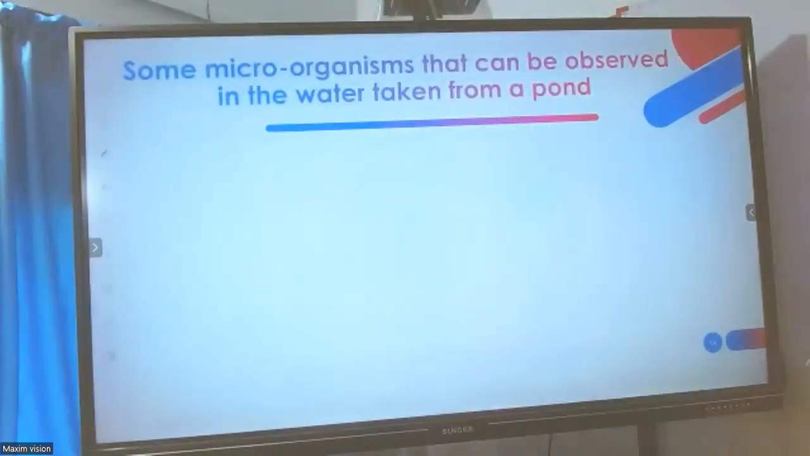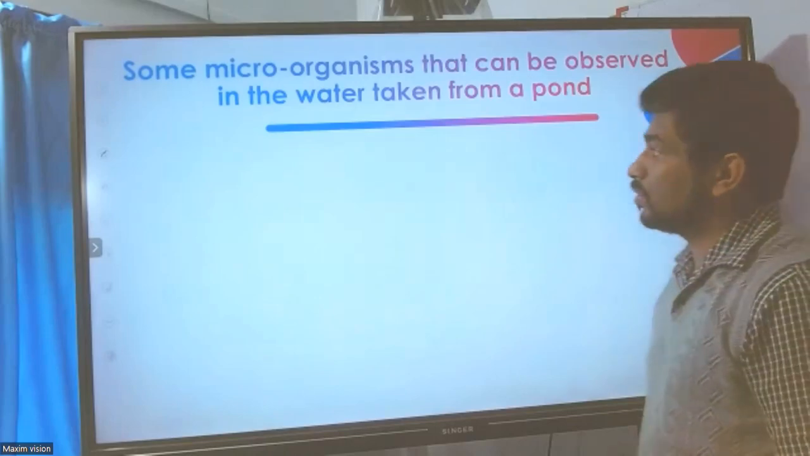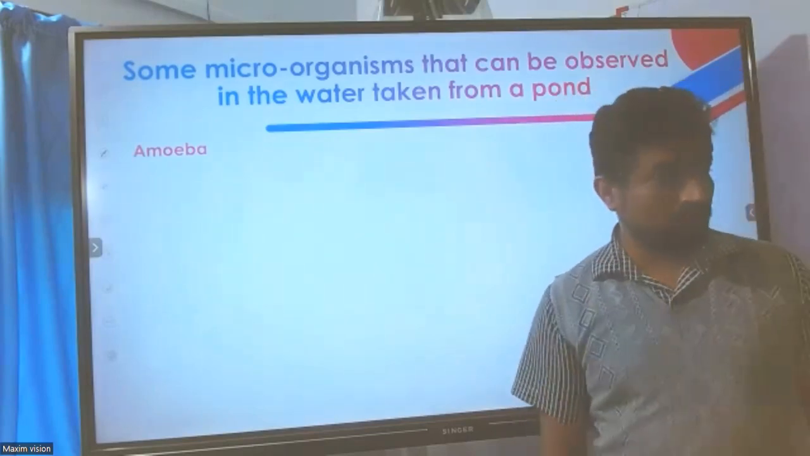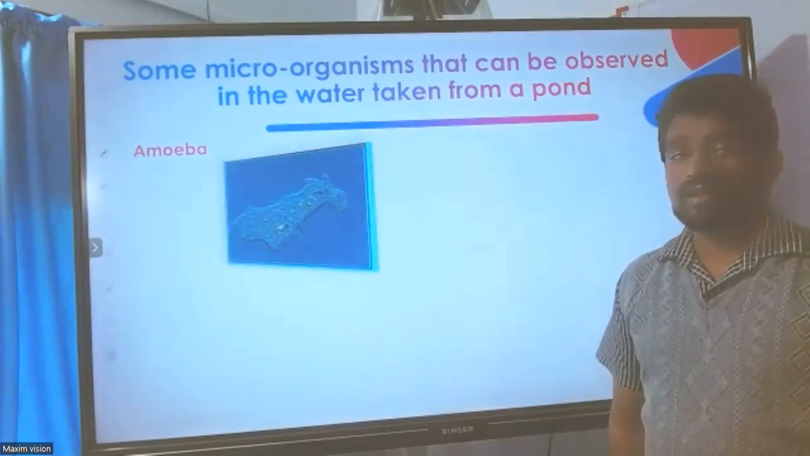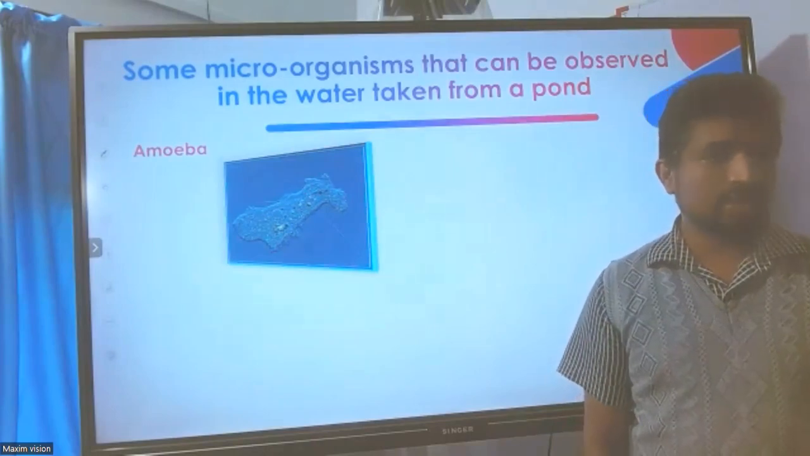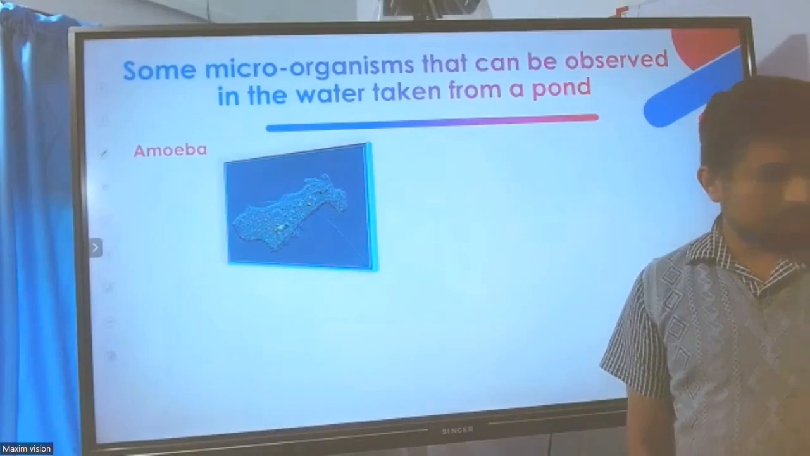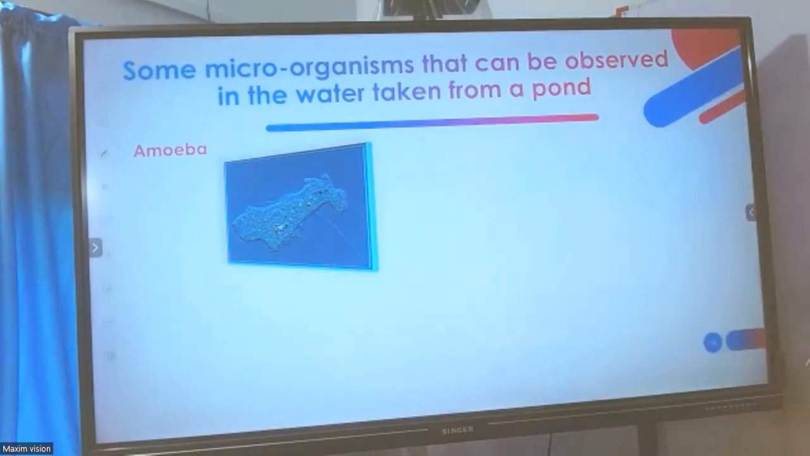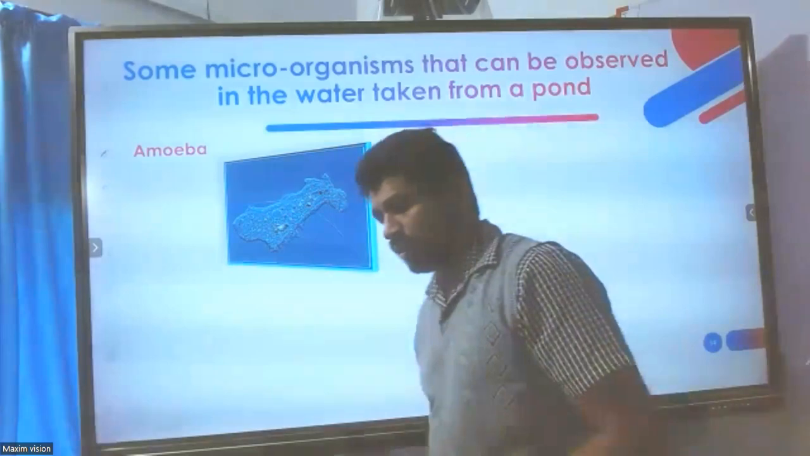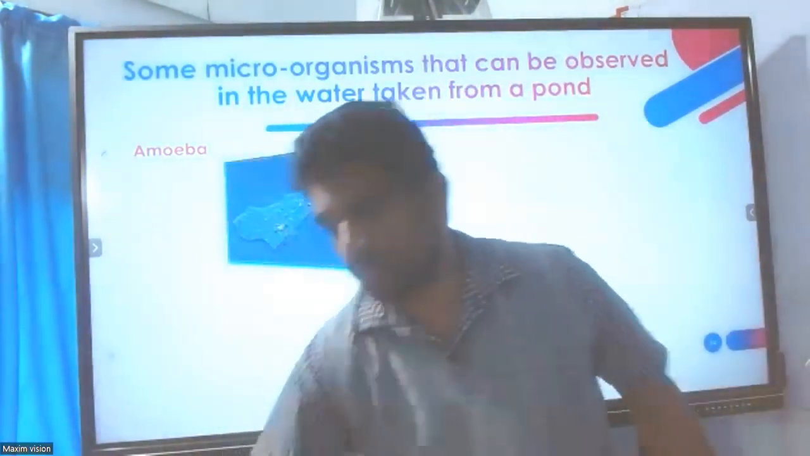Right. Some microorganisms can be observed in water taken from a pond. That means by using a microscope, we can observe the microorganisms. Who are they? One is what we call amoeba. Within the diagram also there is an amoeba here. You can label this one as amoeba. Later at home, write it in the book. Amoeba, mentioned here.